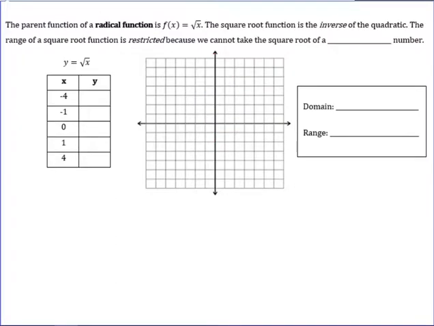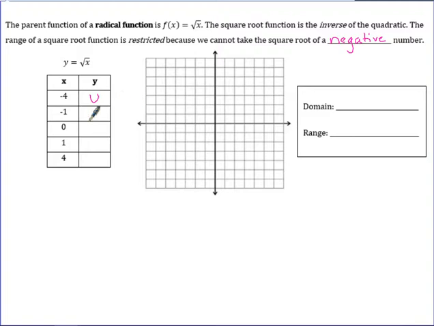Alright, our third parent function is the square root of x. Alright, it's also known as a radical function. It has a restriction because you cannot take the square root of a negative number. So if I try to plug a negative number in here, the square root of -4 is undefined.